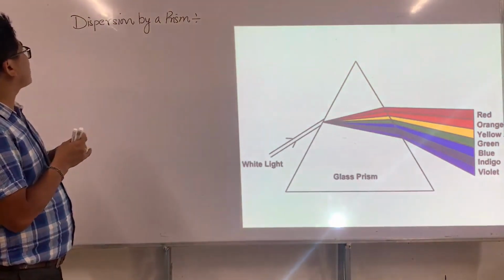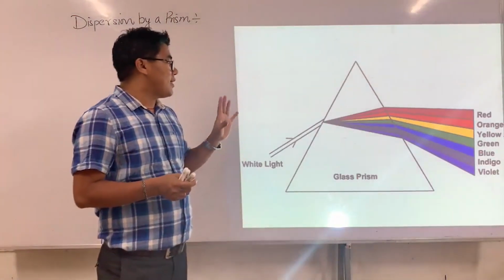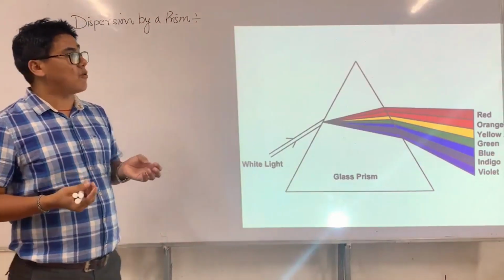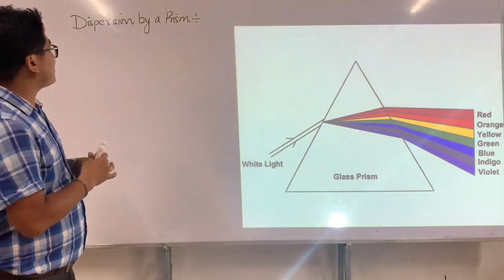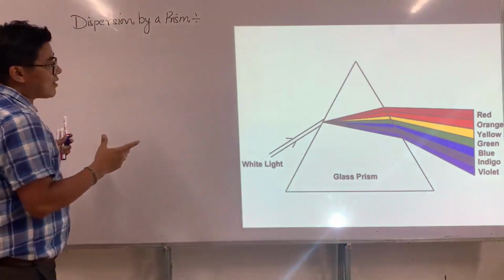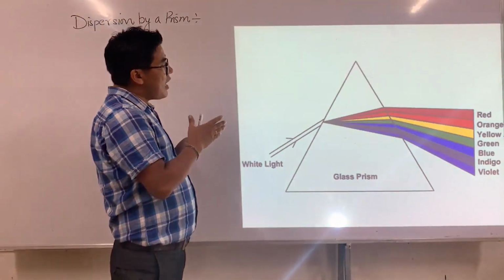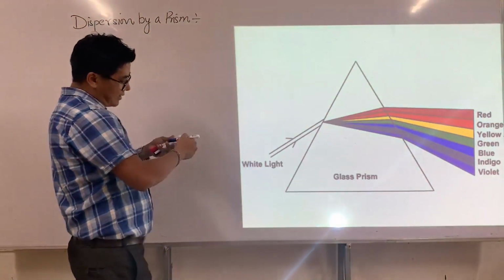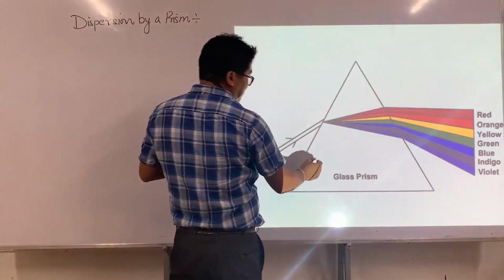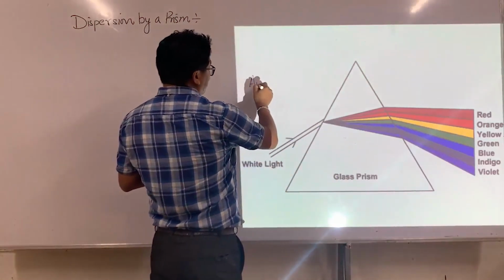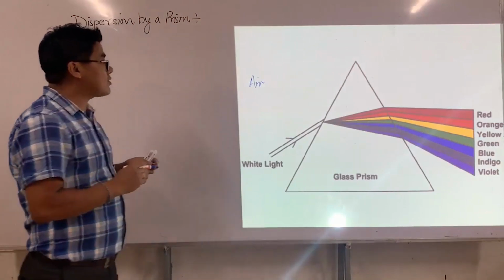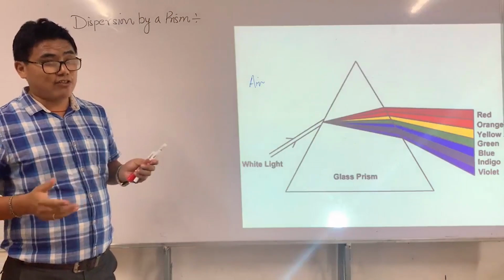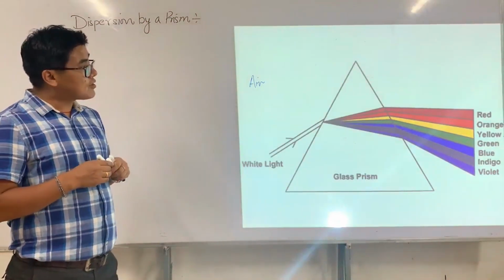So now we are going to talk about dispersion. Dispersion is normally given by glass prisms and droplets of water and so on. Look here: refraction is when light goes from one medium to another medium. This is a glass medium, and this is an air medium. When light goes from air to glass, light undergoes refraction. This is done in the laws of refraction.